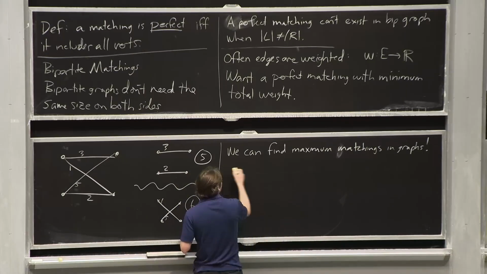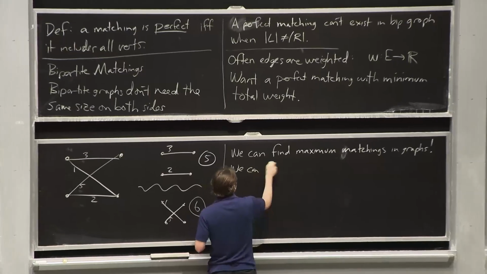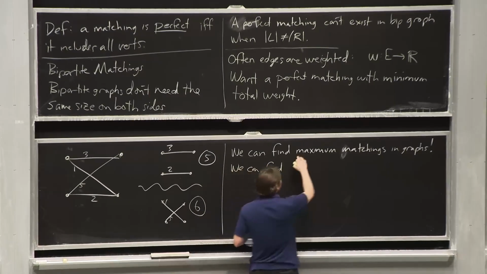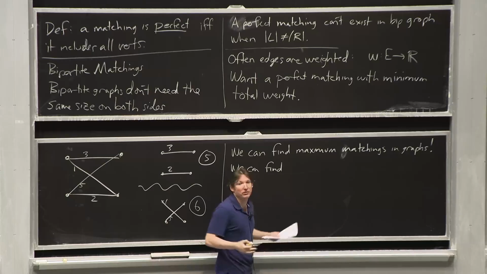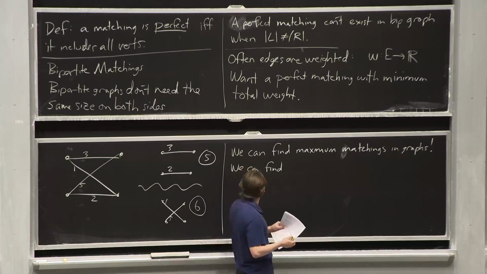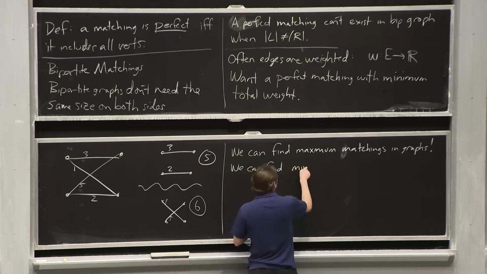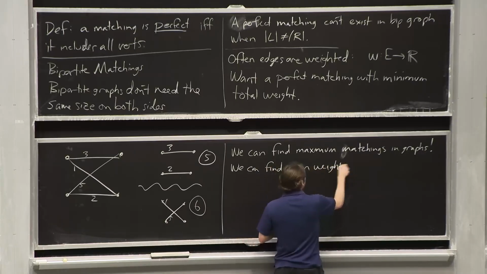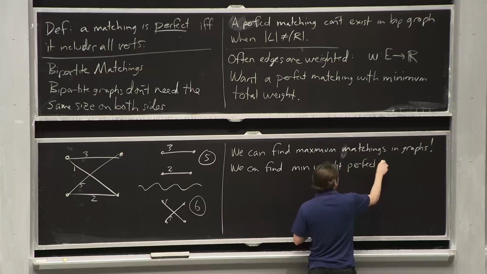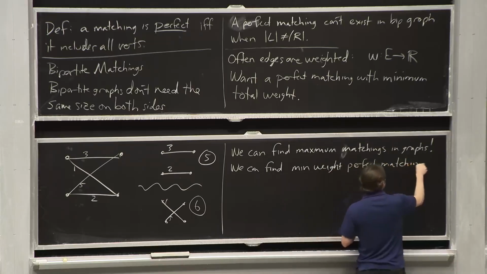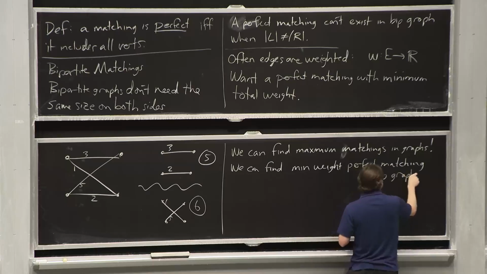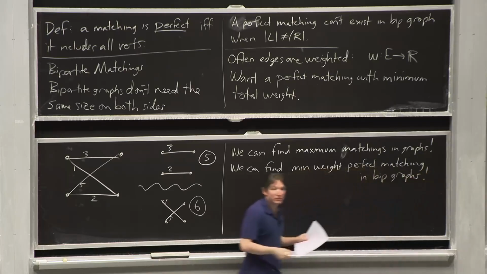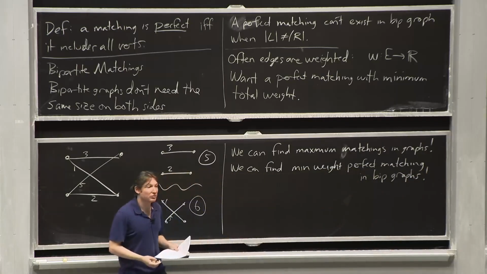We can find maximum matchings, and because we can find maximum matchings, we can find perfect matchings if they exist. If a perfect matching exists, it's certainly maximum, because you can't use more than that number of edges. We can find min-weight perfect matchings in bipartite graphs. We have algorithms to solve these kinds of problems.